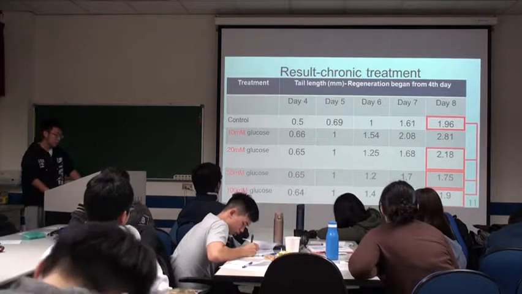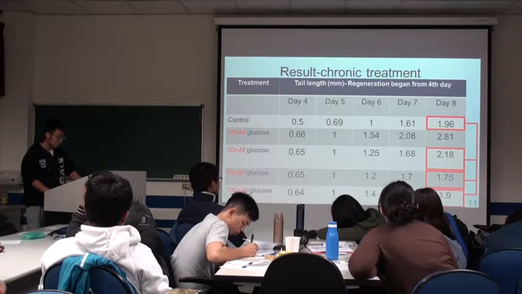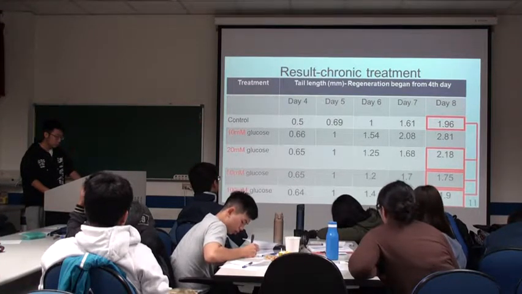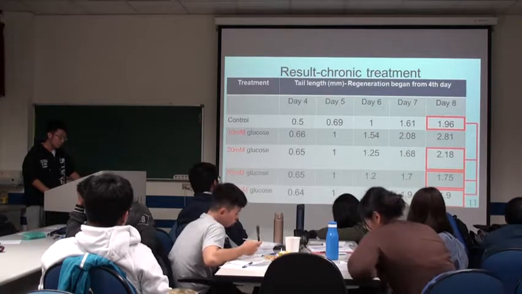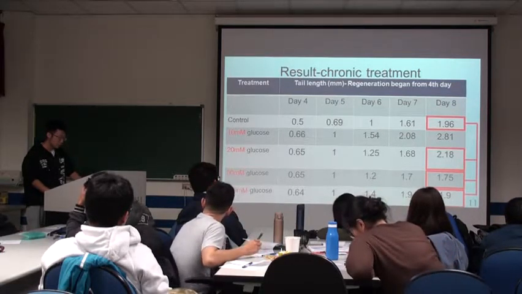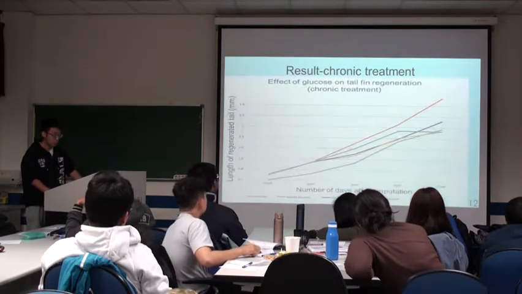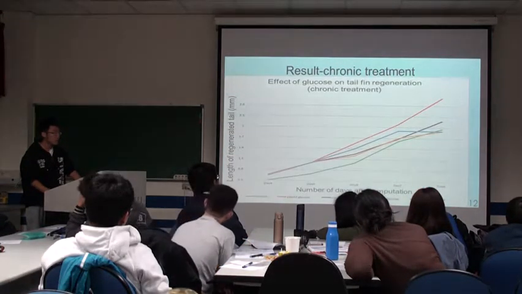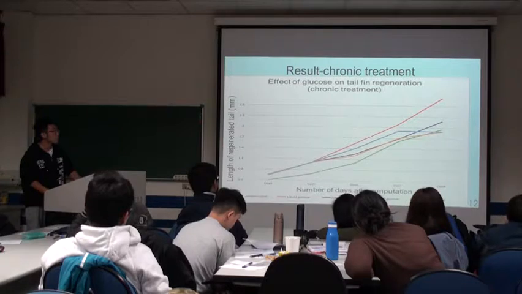At 20 mmol, 50 mmol, and 100 mmol glucose solution, glucose accelerates regeneration as compared to control. However, the acceleration was not statistically significant. And the figure shows the effect of glucose on tail fin regeneration of chronic treatment.